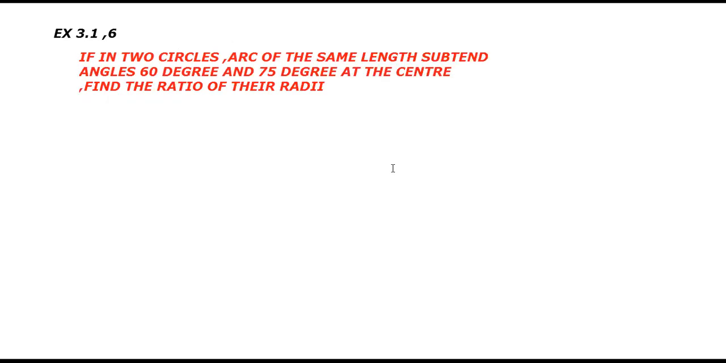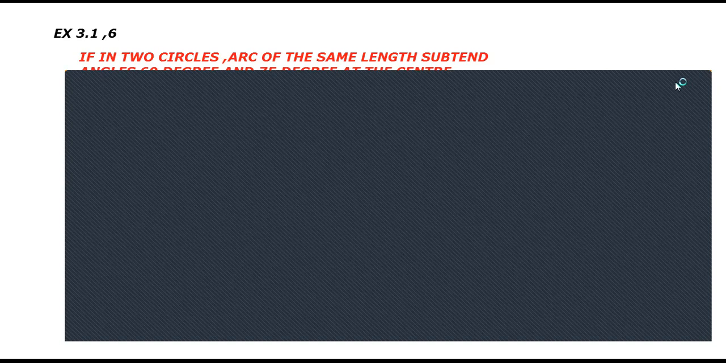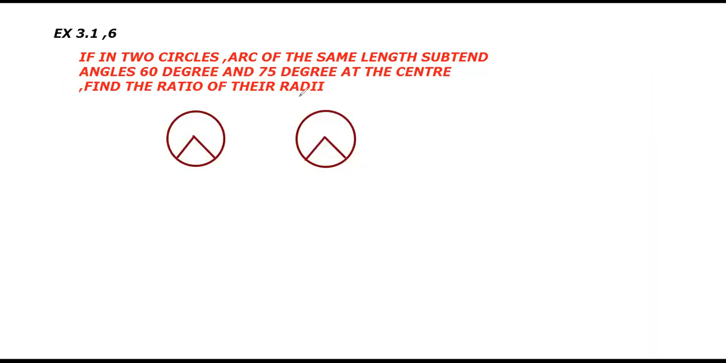Okay. If in two circles, arcs of the same length subtend angles 60° and 75° at the center, find the ratio of their radii. I'll represent this in the diagram. So you have two circles, circle 1 and circle 2. I will have it like this.